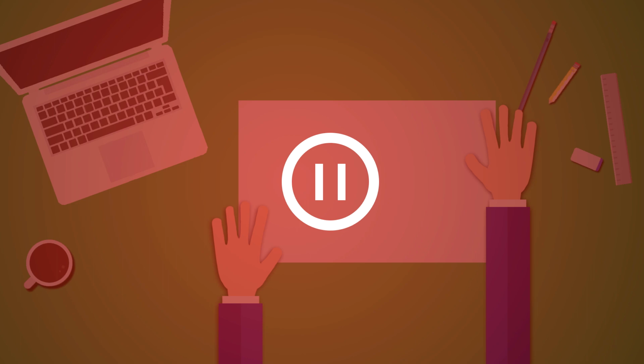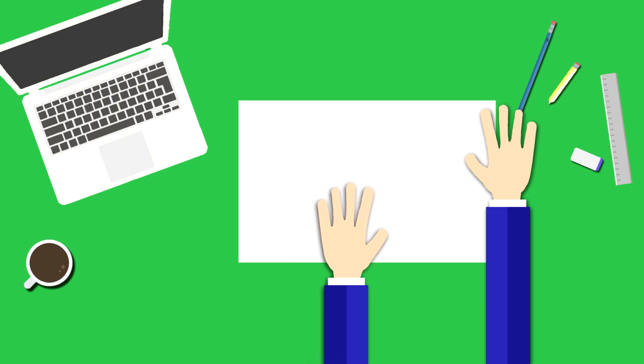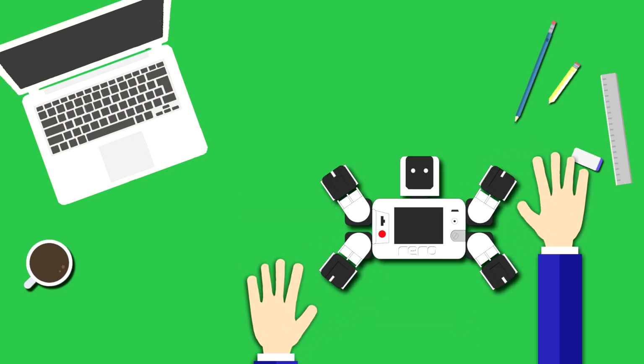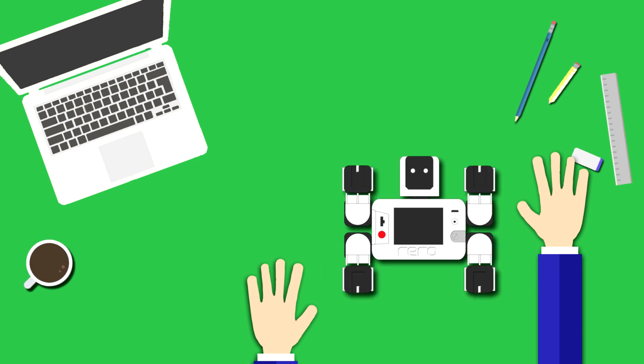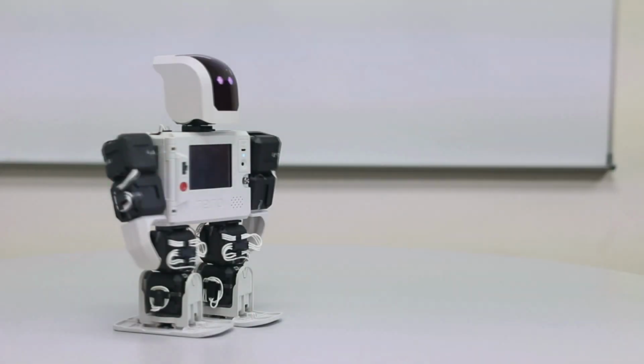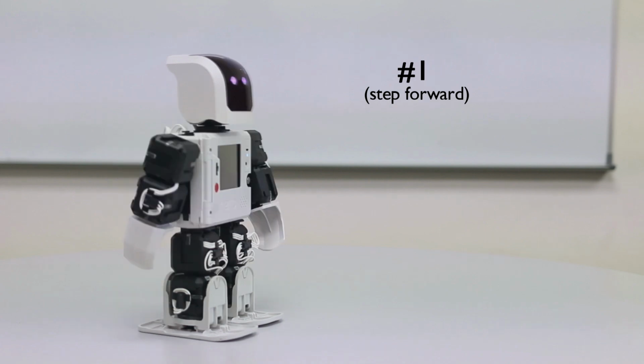Wait a minute. I was not talking about animating cartoons. Let's animate our rero robots. The method of programming the rero robot closely resembles animating, where the movements are divided into frames. For example, in the first frame, the robot takes its first step forward.